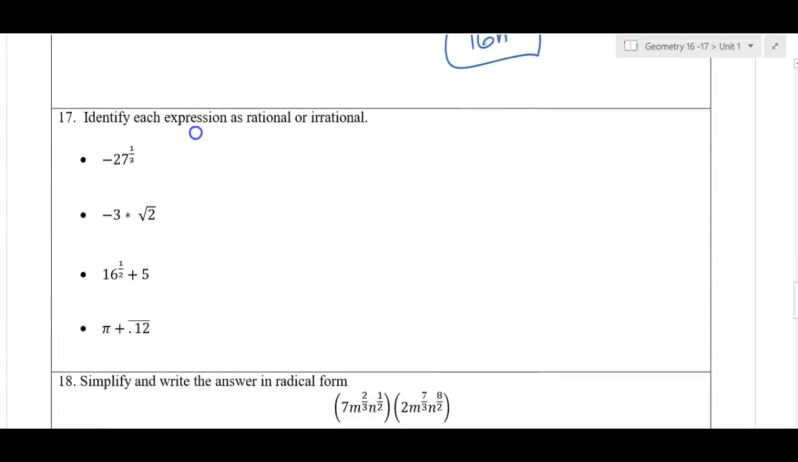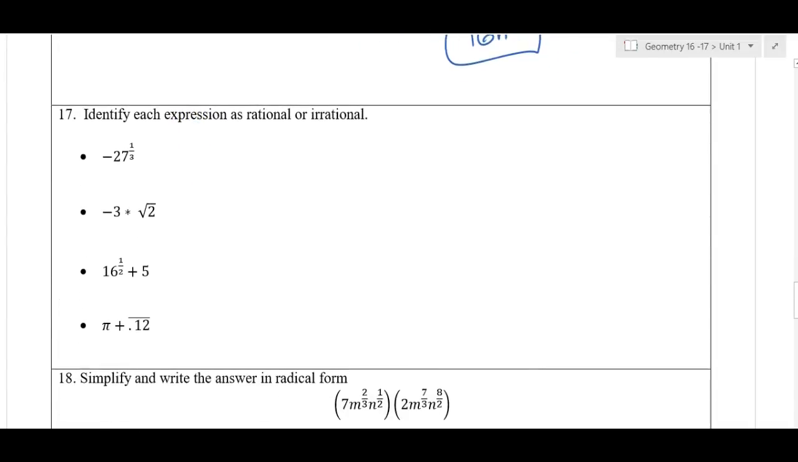When you look at 17, it's just asking to classify as rational or irrational. So as we're looking at this, we're going to first start. We have to simplify a lot of these, okay? I have a rational exponent, which really means I have the cube root of negative 27. Now, don't be afraid of the negative 27.